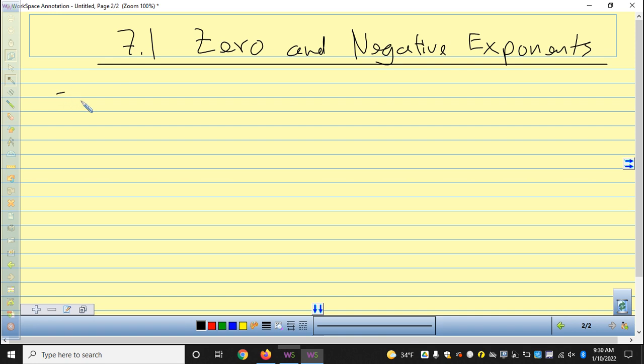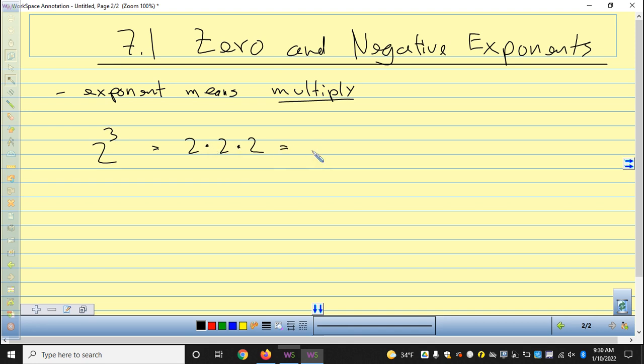So a couple of reminders and some vocabulary to start. An exponent, exponents mean multiply. So for example, 2 to the third. This is telling us to multiply 2 by itself 3 times. So this means 2 times 2 times 2. And 2 times 2 times 2 is 8.